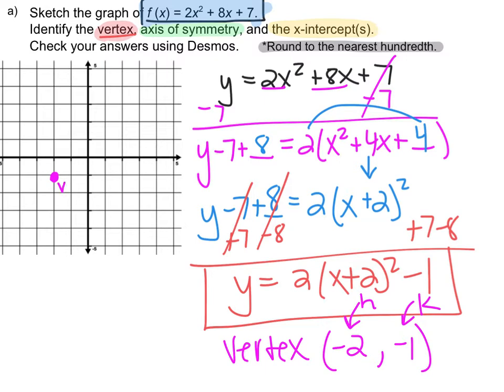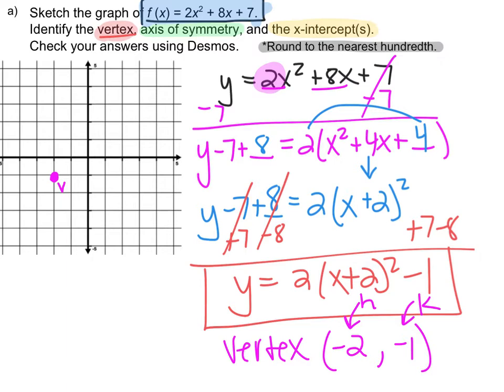And then just by observation, if we look at this leading coefficient, this a value is positive, so our parabola should open up. It's going to look something like this, but we want to get more exact. So we're going to find the axis of symmetry and the x-intercepts.